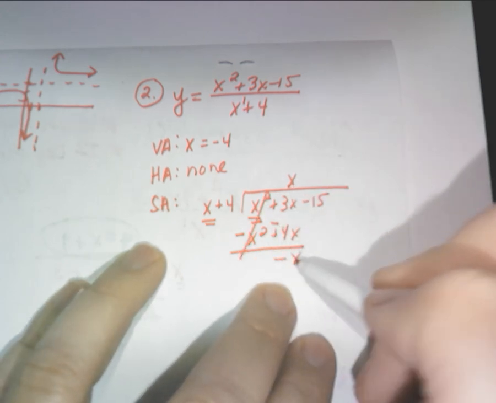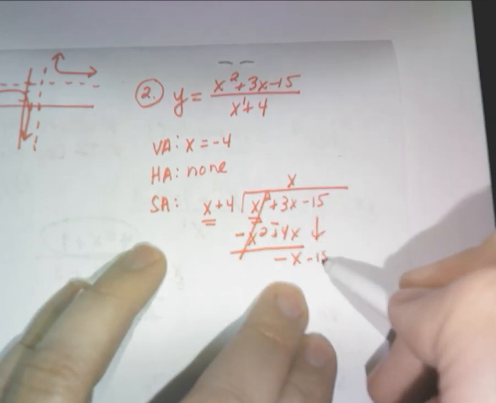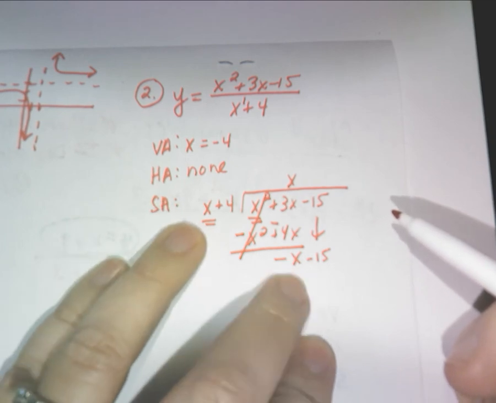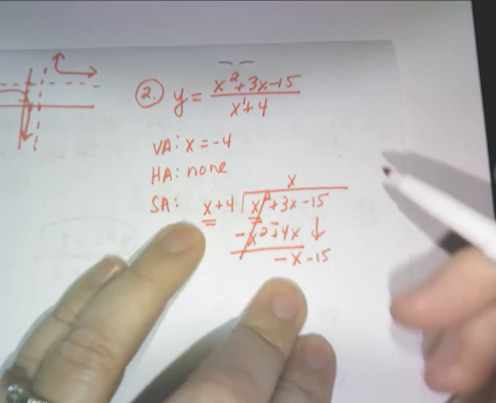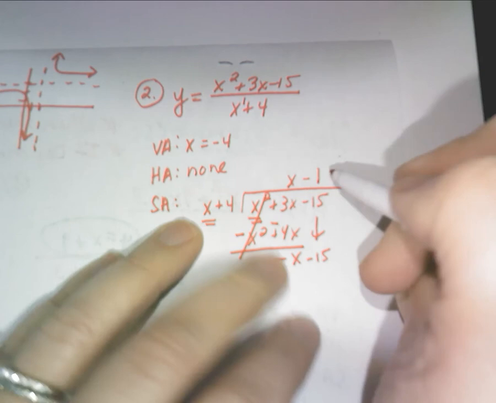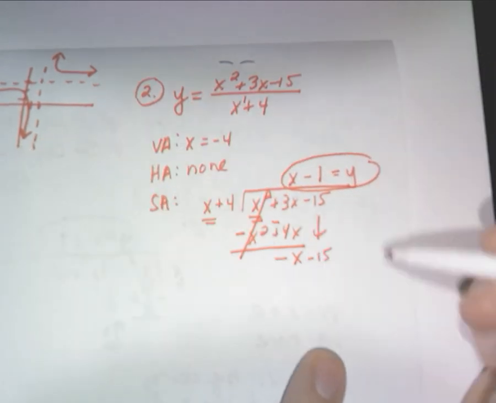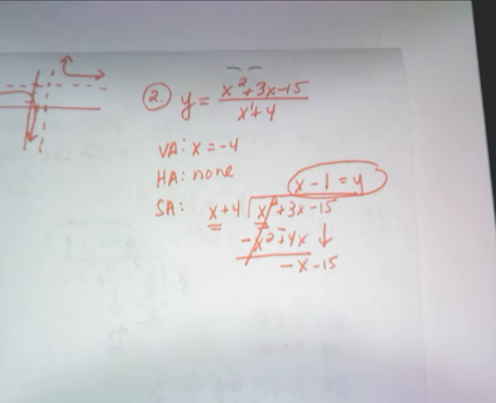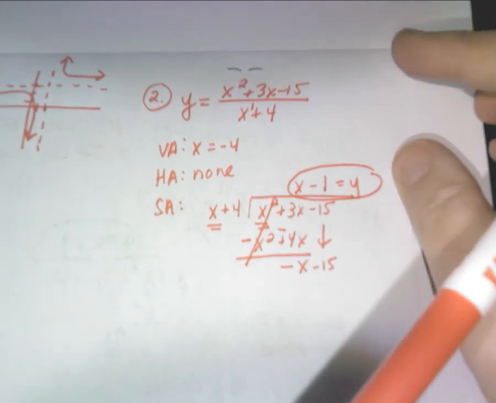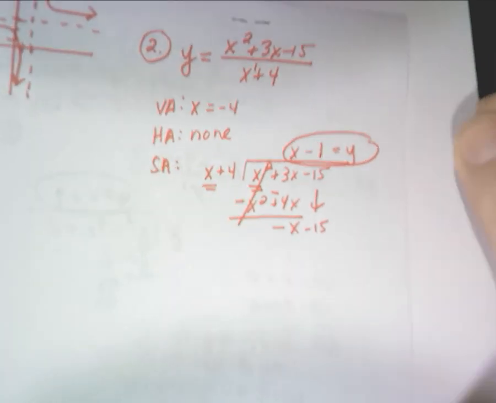God bless you. Negative x, bring down minus 15. How does an x become a negative x? Minus 1. That is done. You don't have to find a remainder. You don't have to do anything more. You just stop right there when it looks like mx plus b. You just stop. And then you graph it on your grid.